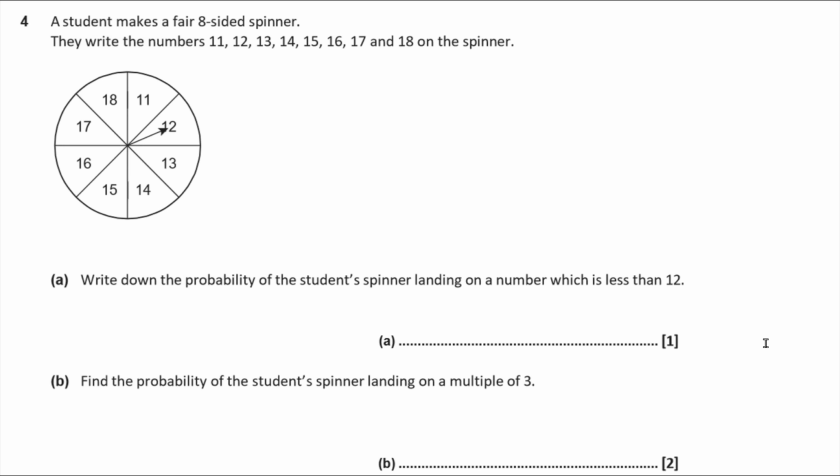Question 4. A student makes a fair-sided spinner. They write the numbers 11, 12, 13, 14, 15, 16, 17, 18 on the spinner. Write down the probability of the student spinner landing on a number which is less than 12. Okay, well, probability is always the successful outcome divided by total outcomes.